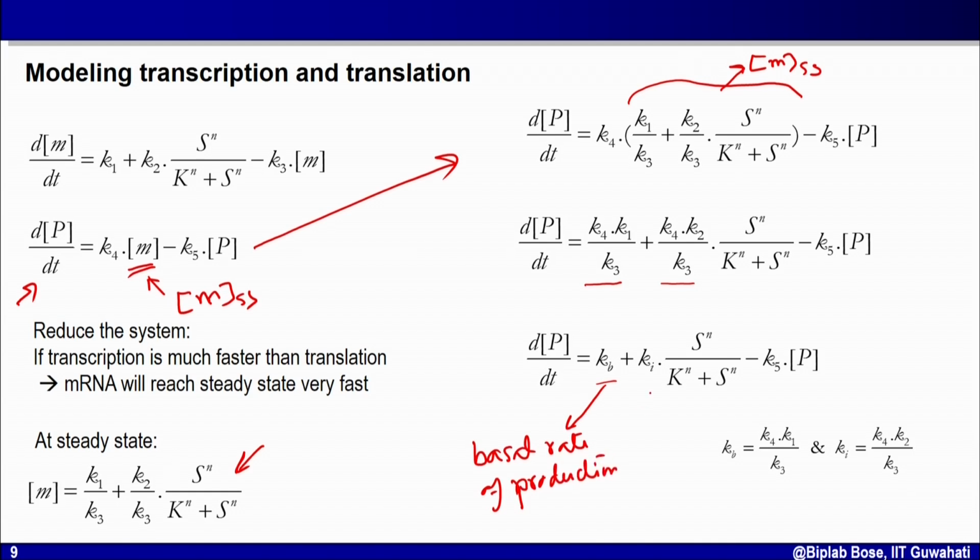Plus Ki, the rate constant for inducible production of the protein, into the Hill function involving the signal s, that is s to the power n divided by k to the power n plus s to the power n, where k is the Hill constant, minus K5P, that is the first order degradation. I have spelled out here Kb equal to K4 into K1 divided by K3, whereas Ki is K4 into K2 by K3. So I have only one ODE now.